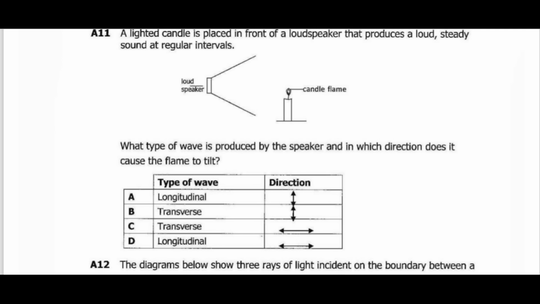So here we know that the type of wave is longitudinal. Sound is a longitudinal wave, so it's either A or D. Then we can see that if these sounds were to be produced, they need to move in this direction. So we have our answer D here.